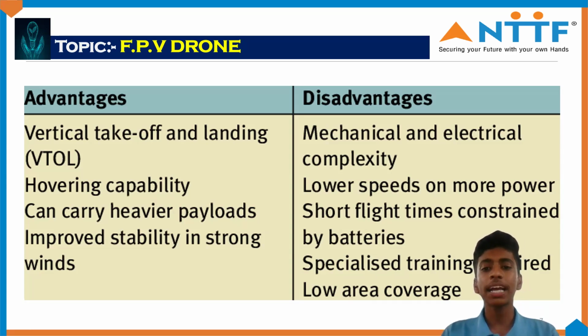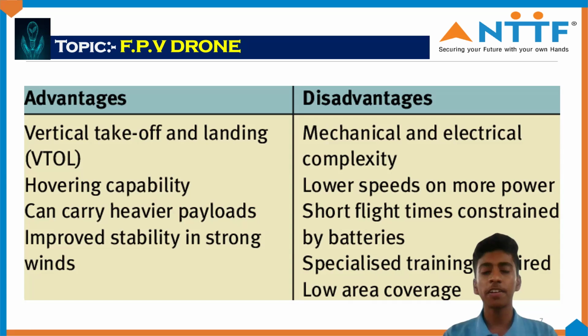Now the disadvantages: mechanical and electrical complexity, which means that drones are made up of many components, including propellers, motors, gimbal, camera, and many kinds of microcontrollers. So it becomes a complex task to manage this electrical complexity. And the drone weight should also be distributed equally in every region, so that also becomes a mechanical complexity, because we cannot use just any material for making these drones.